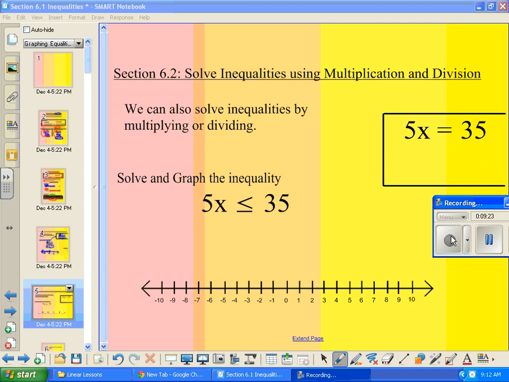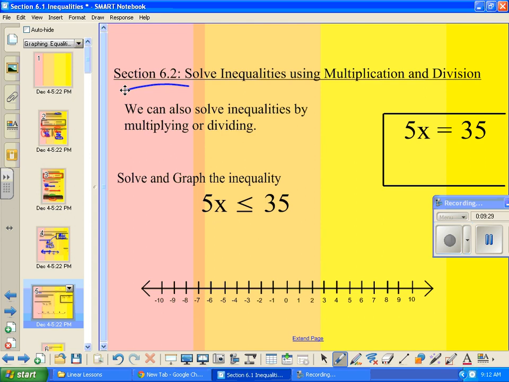Just going through another example here. Again, 5x is less than or equal to 35. This is kind of where section 6.2 starts. But again, realize it's still just one-step inequalities like we've been solving. 5x is less than or equal to 35. Again, if it helps, think about how you would solve this equation. It's the exact same kind of steps you're going to do to solve this particular inequality.